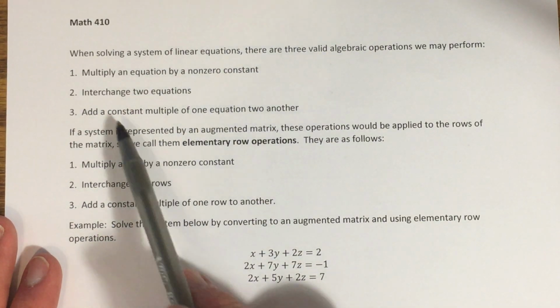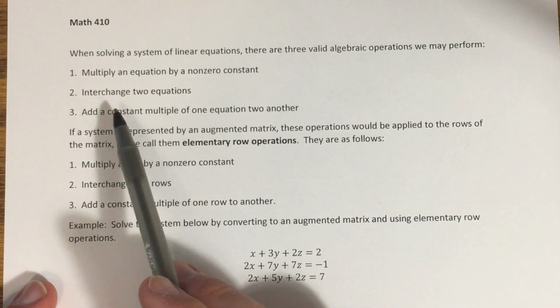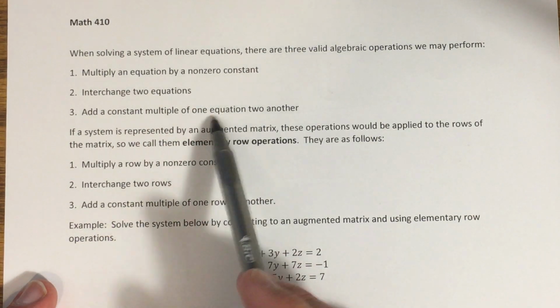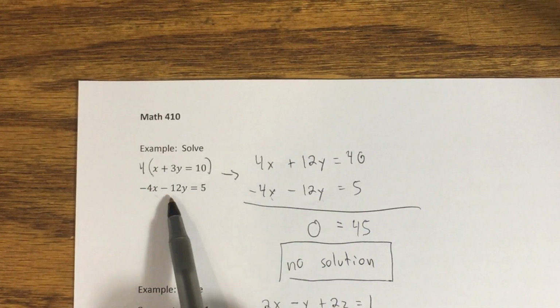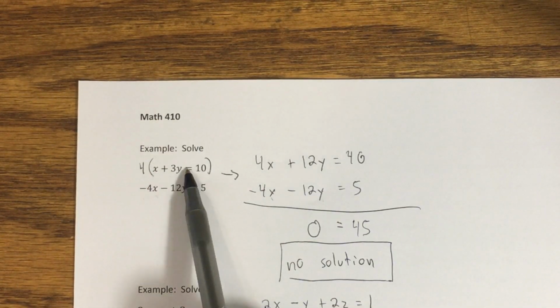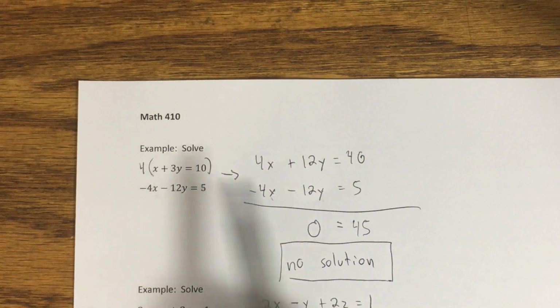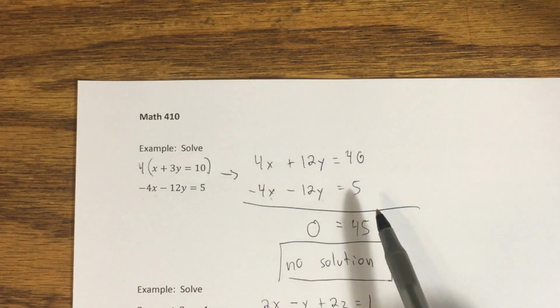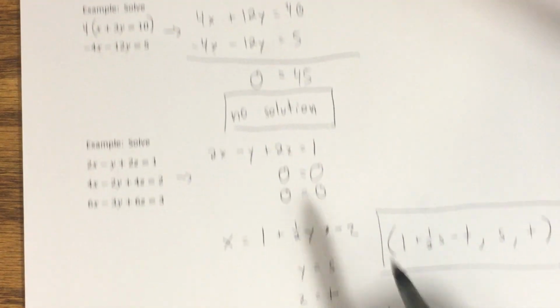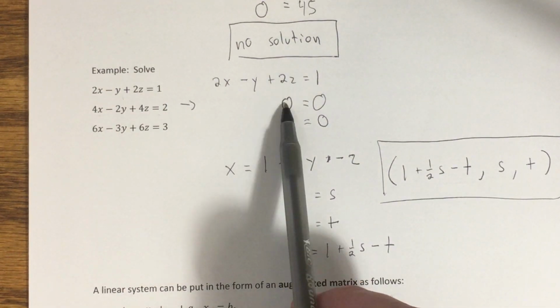And then finally, and this is what makes elimination work, you can add a constant multiple of one equation to another. Again, we did that here. By multiplying this equation by 4 and adding it to this equation, I got this equation that resulted, and this is the one that told us there was no solution. It's a little bit more apparent seeing that here.